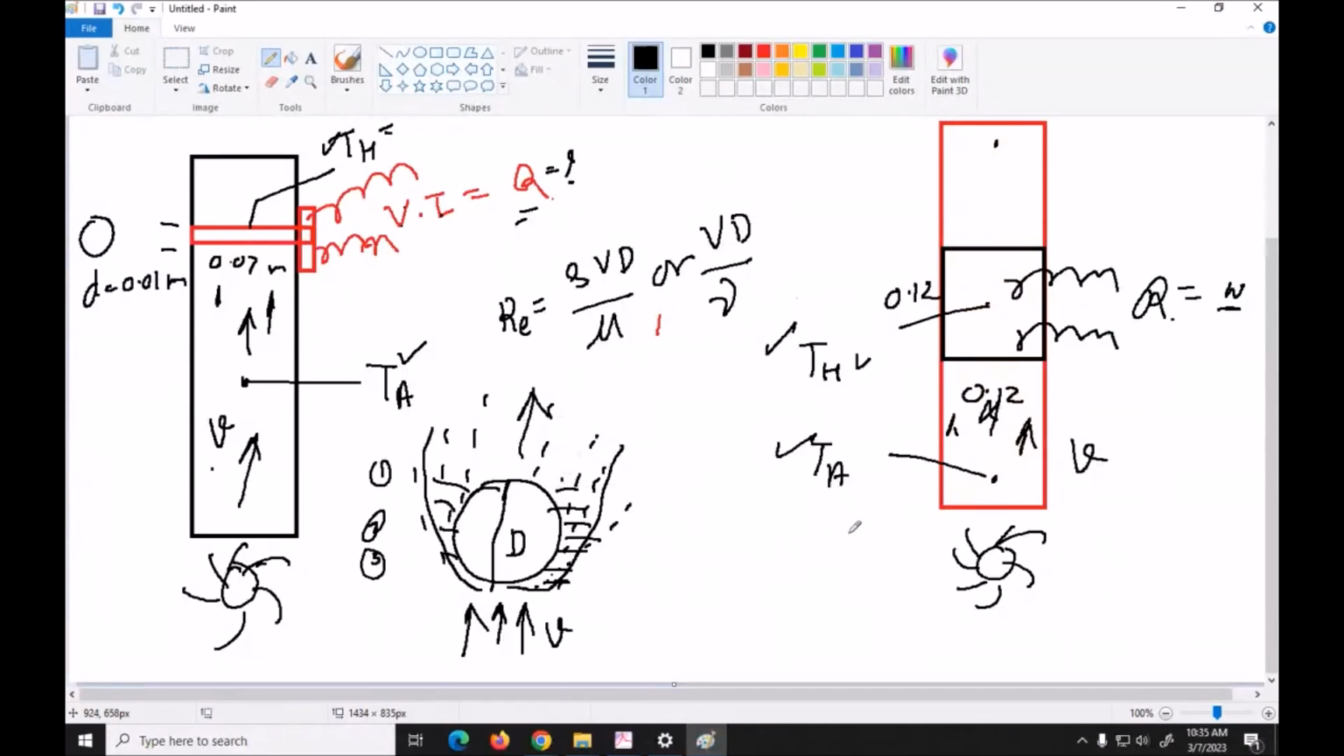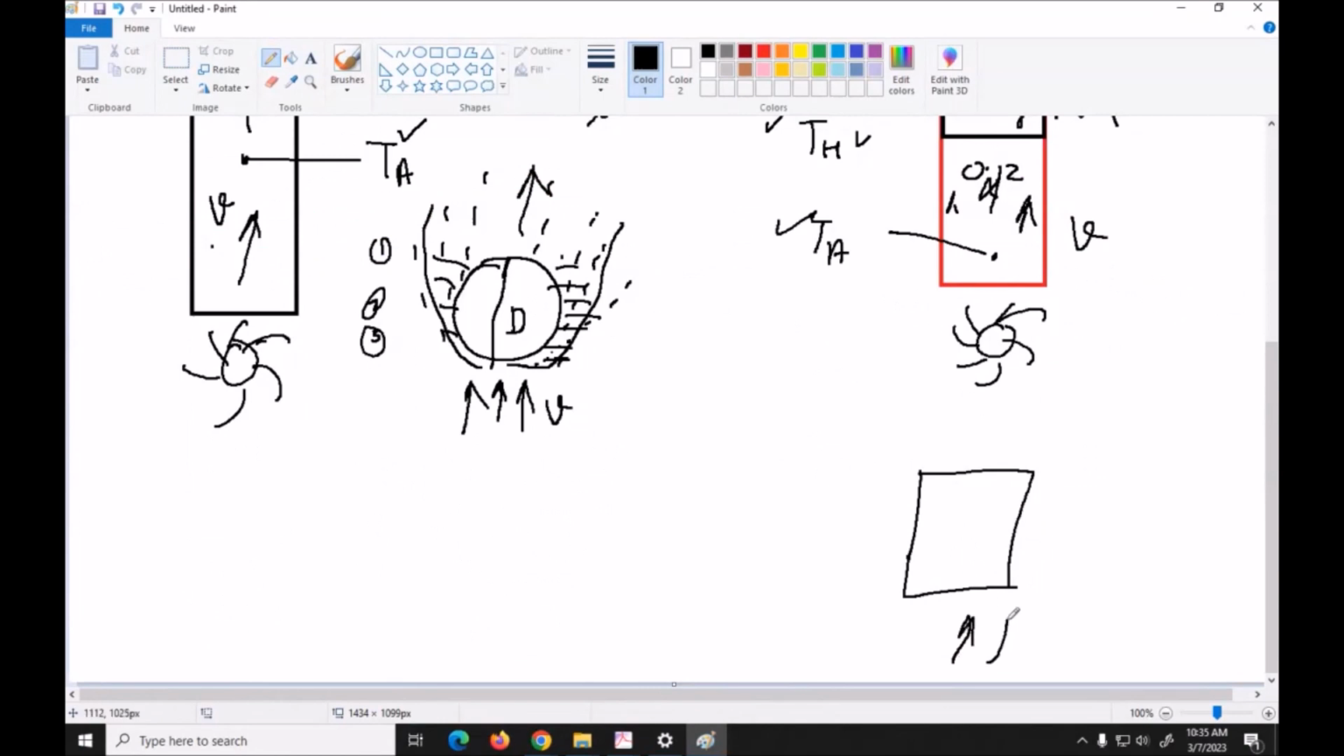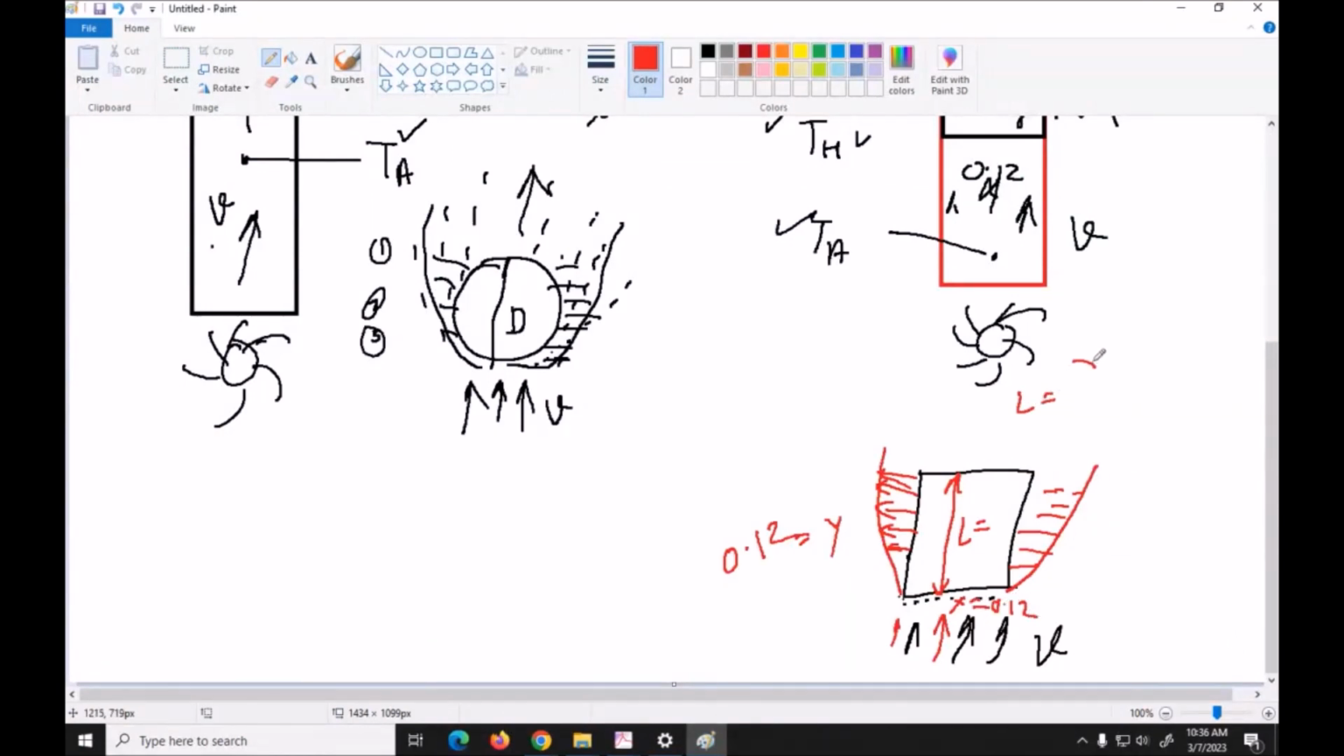In the case of the vertical flat plate, there is a fan, so air will move like this with a velocity v. The air will become hot, and the hot air will go up, and a boundary layer will be created here. Due to this, hot air goes out. So here we need to consider this length. Maybe L is equal to, this is Y and this is X. Y is 0.12 and X is also 0.12. In the lab manual, L is given as X plus Y by 2, so it is 0.12.